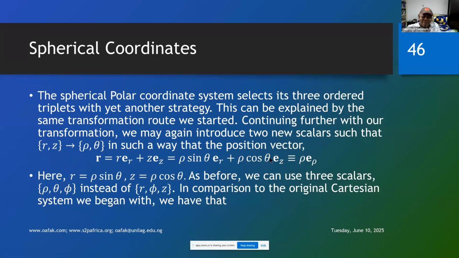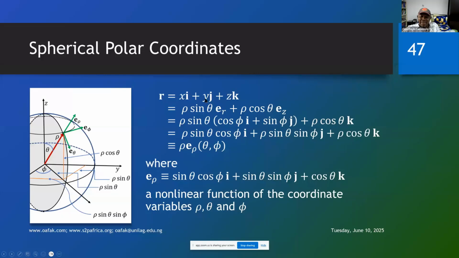And if R is rho sine theta and Z is rho cos theta as before, we can use three scalars rho, theta, and phi instead of R, phi, and Z. In comparison to the original Cartesian system we began with, where R is equal to x i plus y j plus z k, it will be rho sine theta e_R plus rho cos theta e_Z. But you remember what e_R is. e_R is cos phi i plus sine phi j. I just want to write it in a more familiar term, and then we just use k. For now, let's just use the ijk that we are used to.